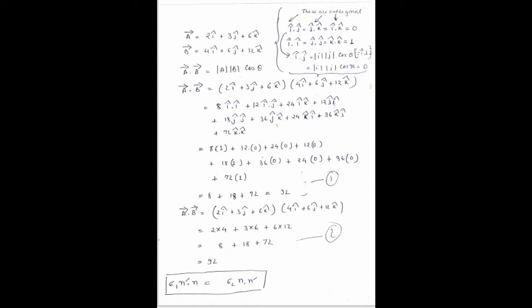You can see by expanding, one technique is by expanding, you will find the result as 92. This is the first method. By expanding all the terms you will find the result. This is expression number 1.